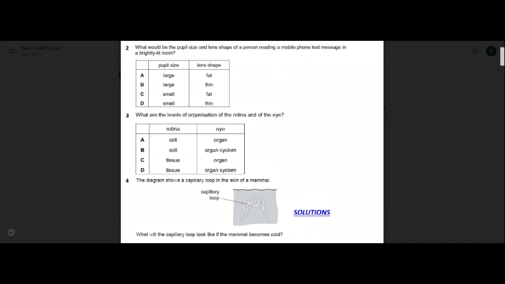We only have the circulatory system, nervous system, digestive system. They all consist of many organs. So the eye is one organ, one part of the sensory system. And the one tissue of it is the retina. It's one of these structures. So the answer is C.